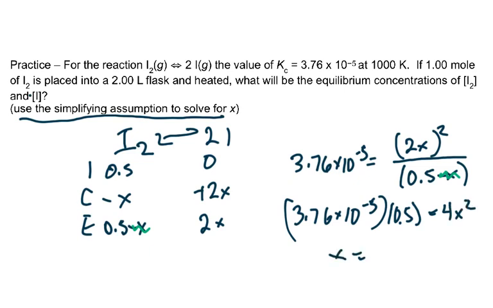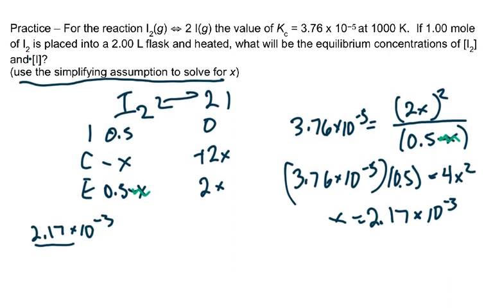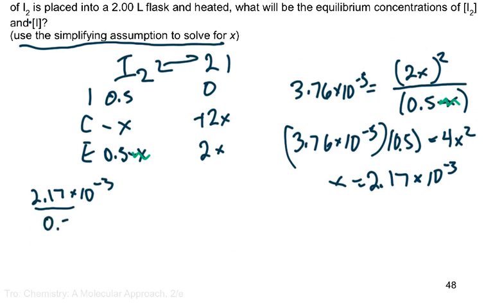So I can find my x is 2.17, there's a decimal in there, times 10 to the minus 3. If I take 2.17 times 10 to the minus 3 divided by 0.5 times 100%, I get 0.43%, which is much less than 5, so this is a good substitution.